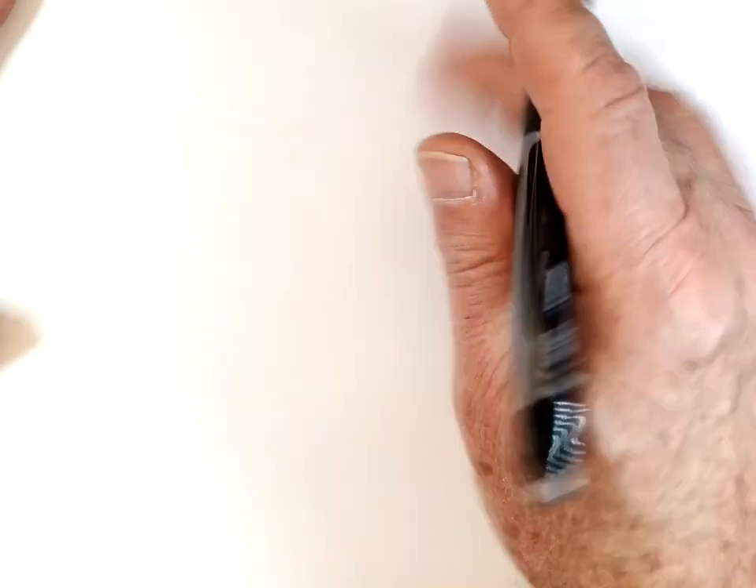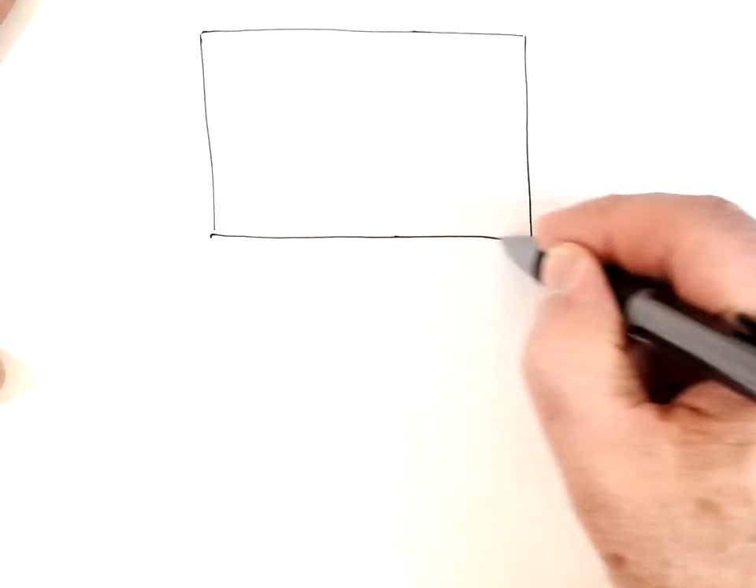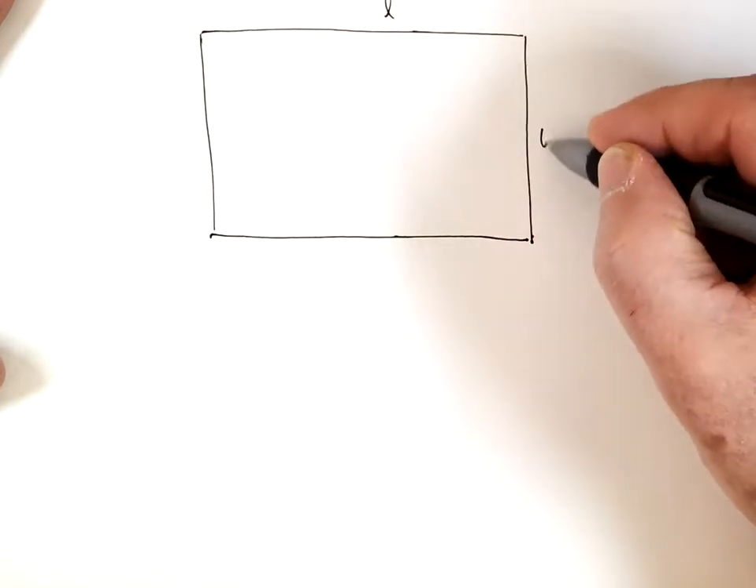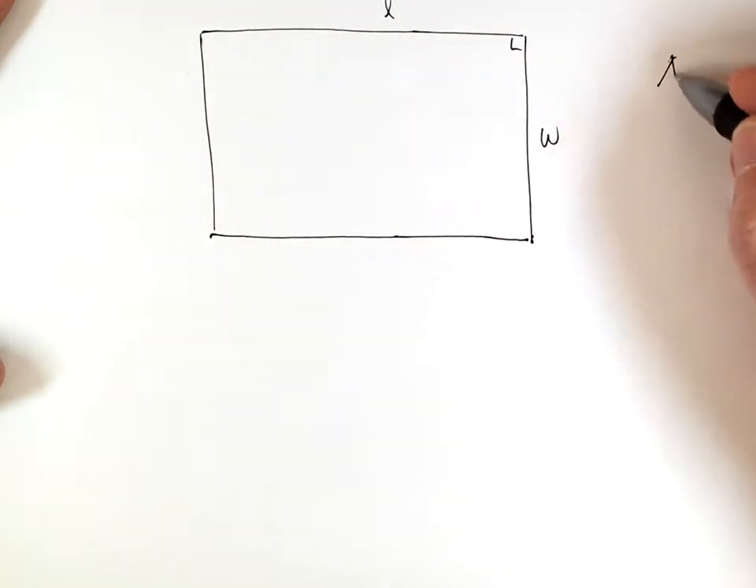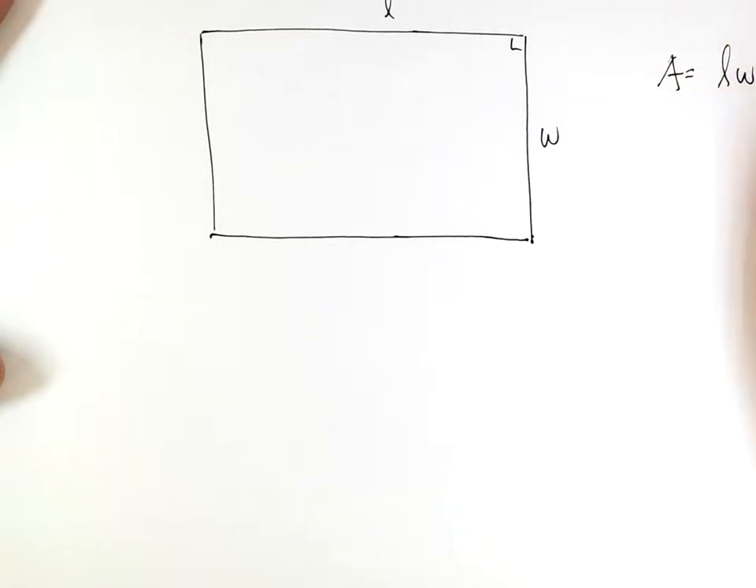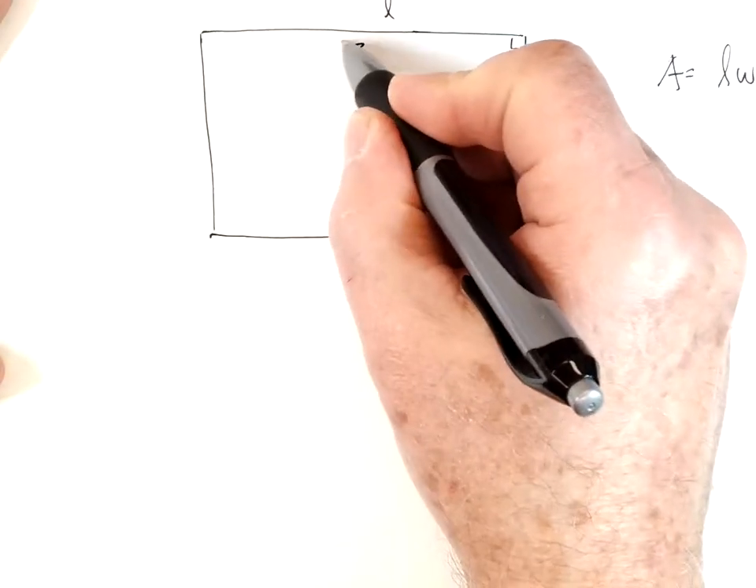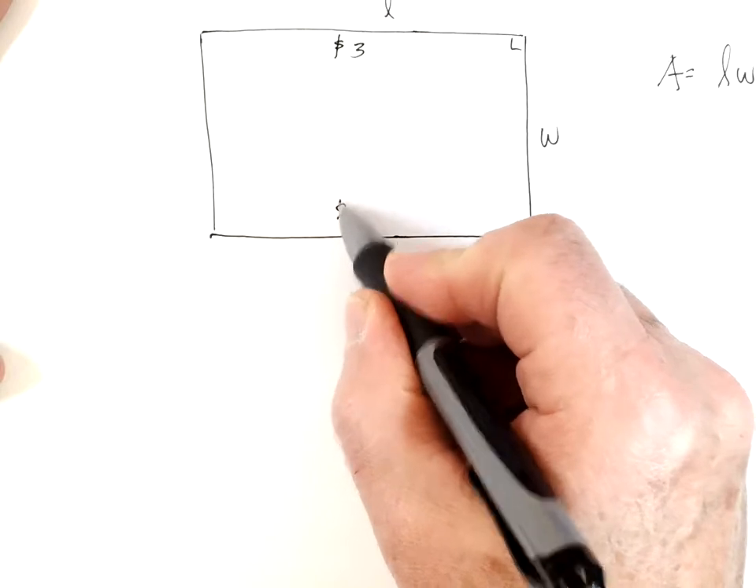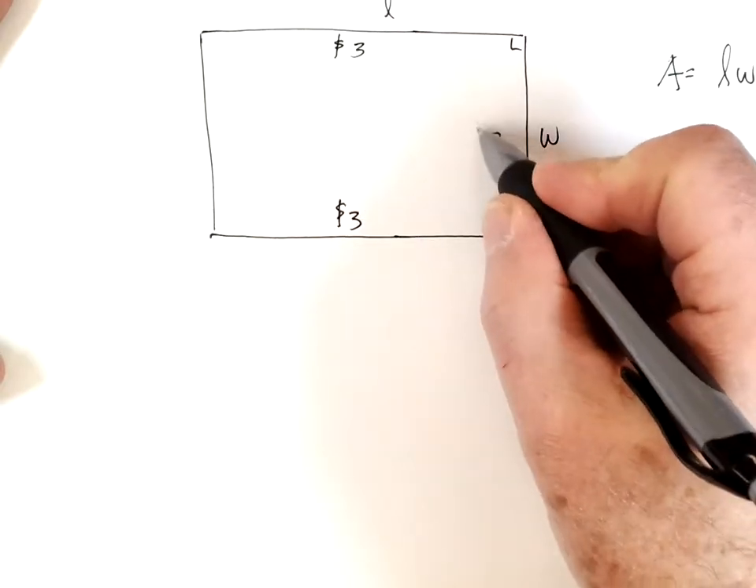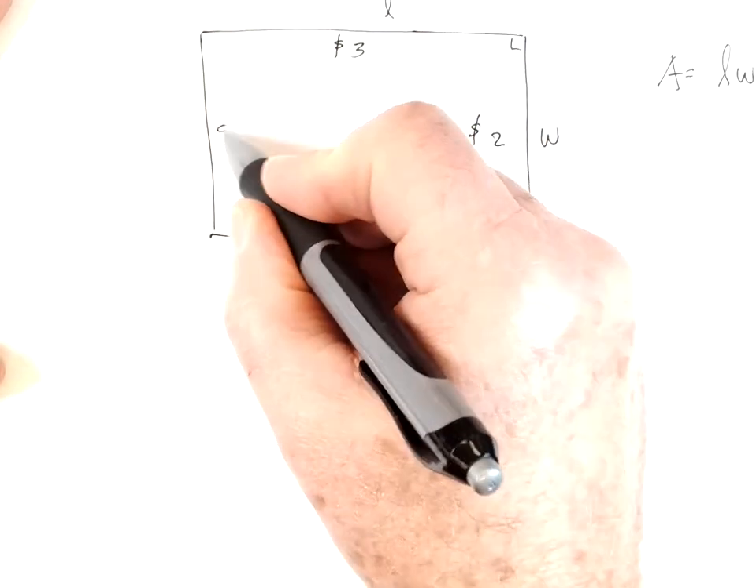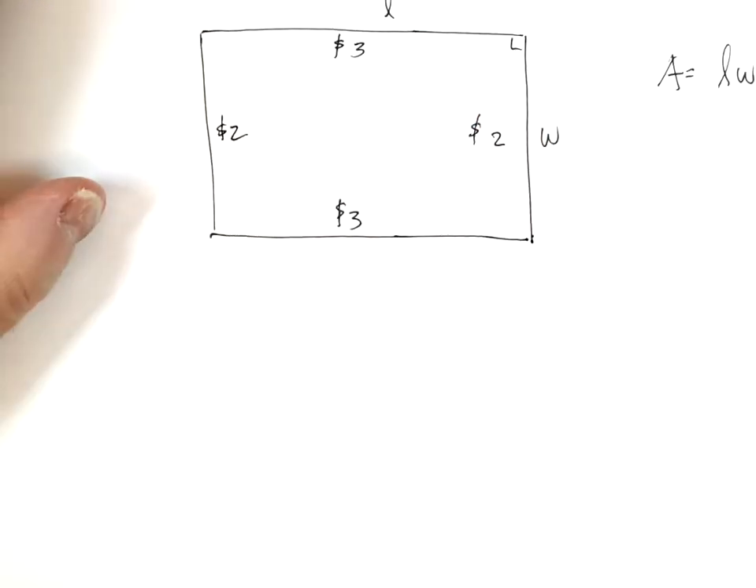A rectangular fence is to be constructed. The area is 200 square meters. We have a length, we have a width. We know the area is 200. The length costs $3 per meter, and the width is $2 per meter. Find the length that will minimize the cost.